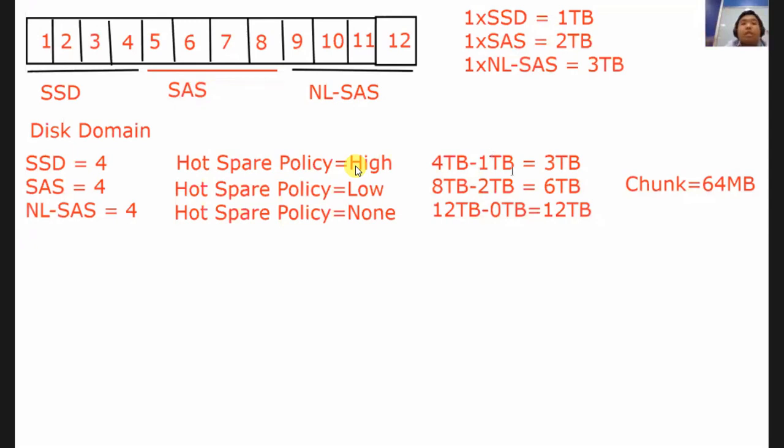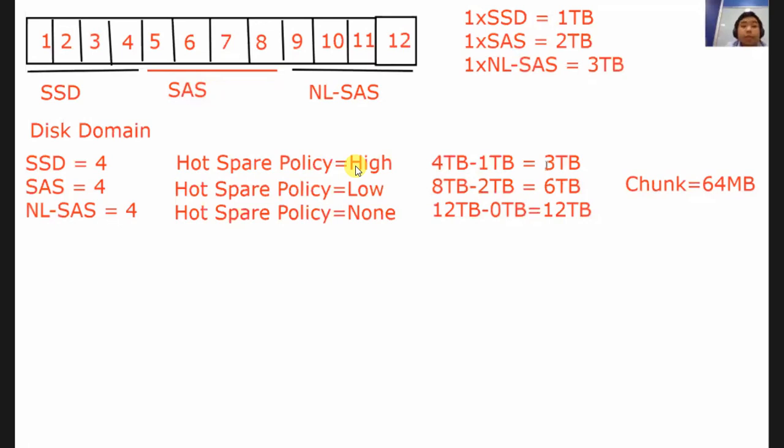This is just for me to show you clearly on the calculation part only. The actual calculation, you will leave up to the system to do. After you select the hot spare policy, it will subtract the space and tell you how much is usable. This one you don't need to do the calculation. Thank you. Okay. Any other questions?